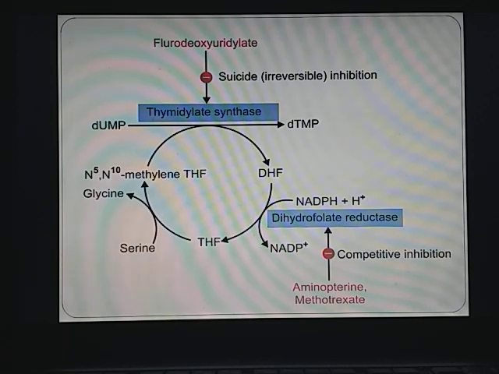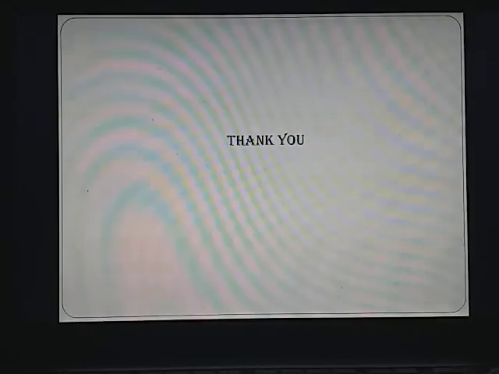Here the affinity of these anti-cancer drugs, aminopterin and methotrexate, is 100 times more when compared to dihydrofolate. So these drugs effectively bind to dihydrofolate reductase and inhibit its activity by competitive inhibition. So these are the anti-cancer drugs which are used variously by utilizing these principles. So this completes the pyrimidine metabolism.